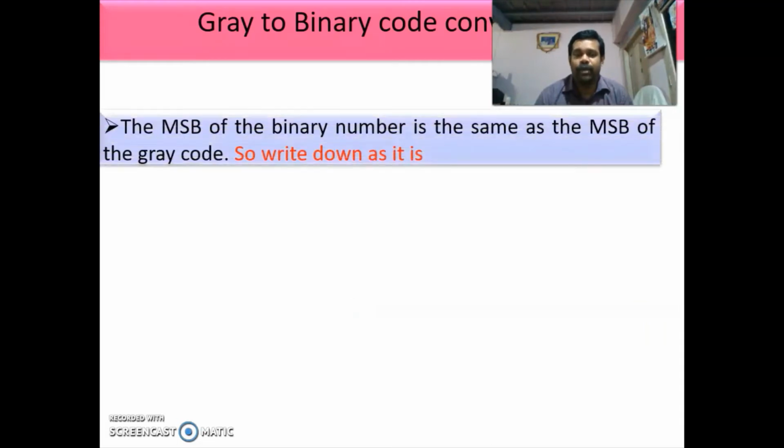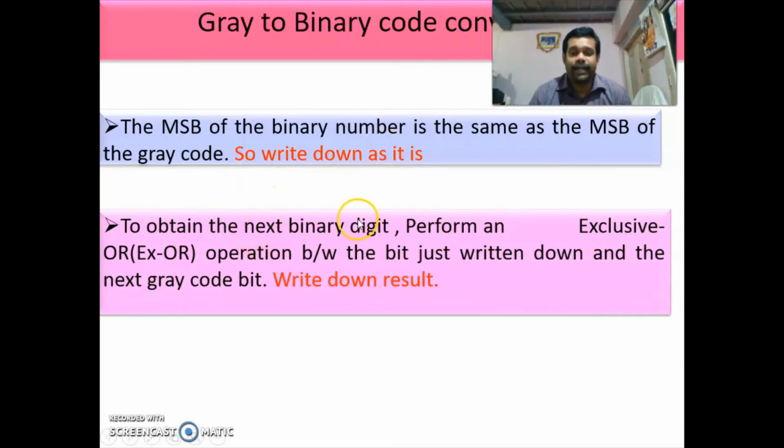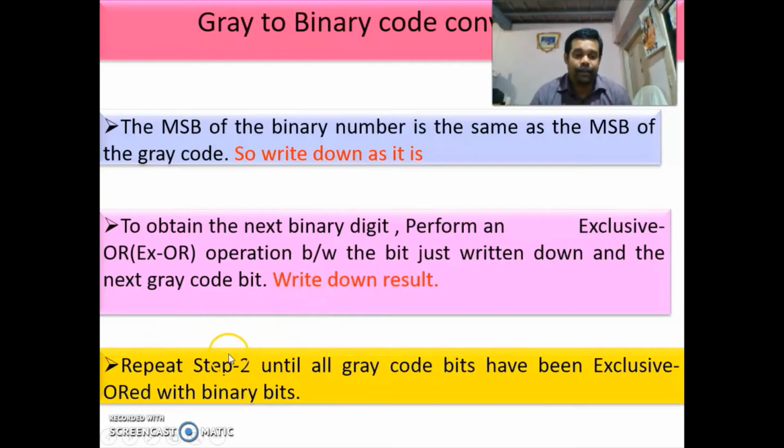Now we are going to gray to binary code conversion. How to convert gray code to binary code? The MSB of the binary number is the same as the MSB of the gray code, so we write it as it is. To obtain the next binary digit, we perform an exclusive OR operation between the bit just written down and the next gray code bit. Write down the result. Repeat this step until all gray code bits have been exclusively ORed with the binary digits.